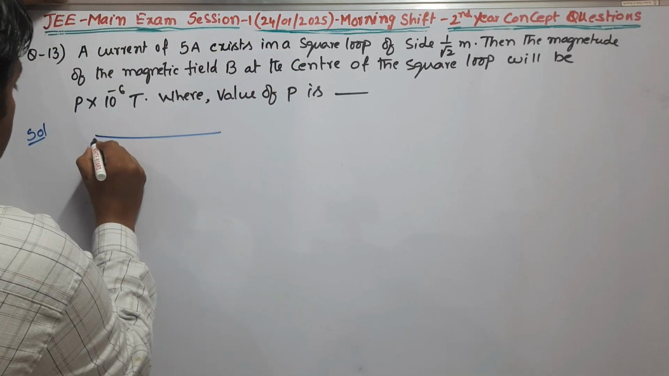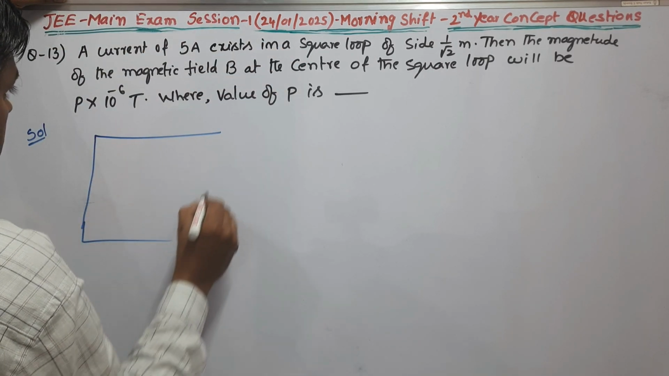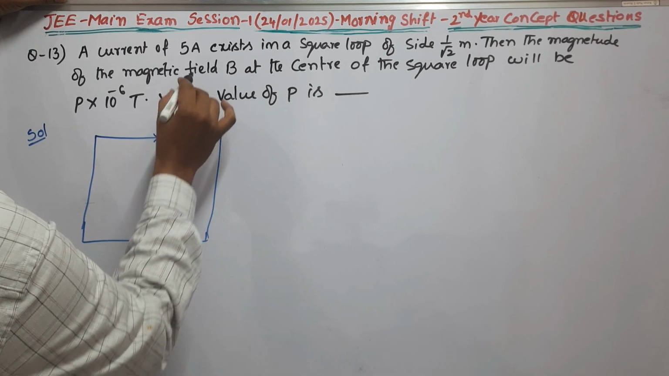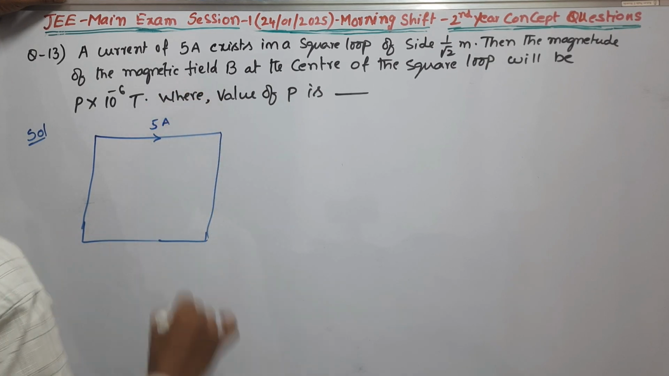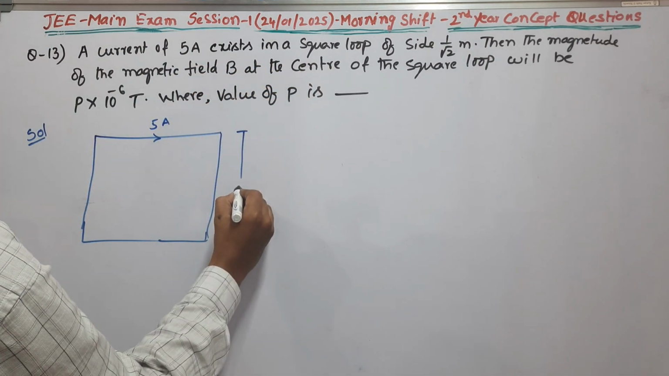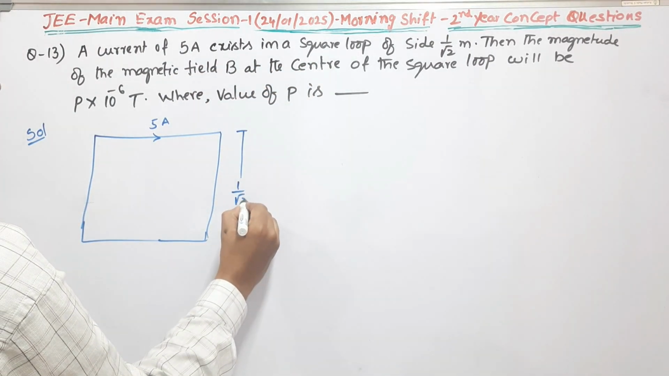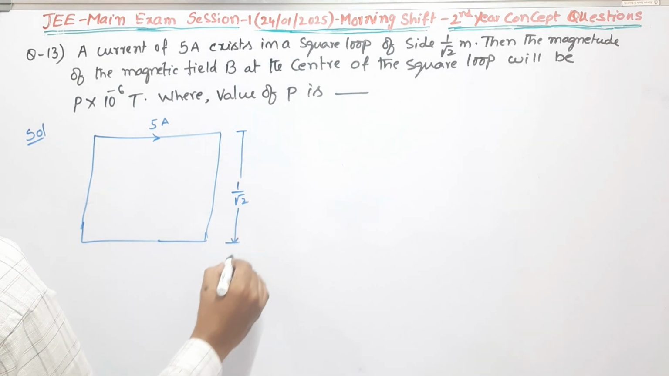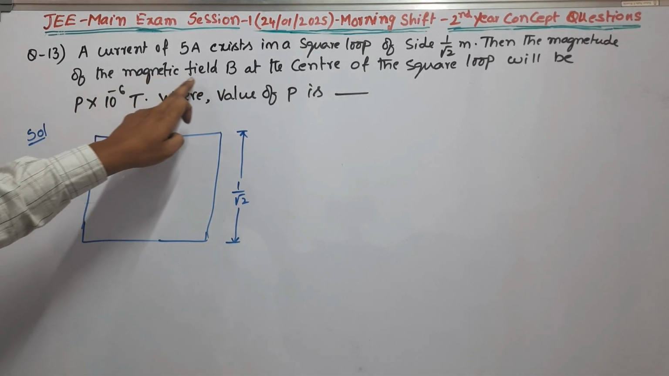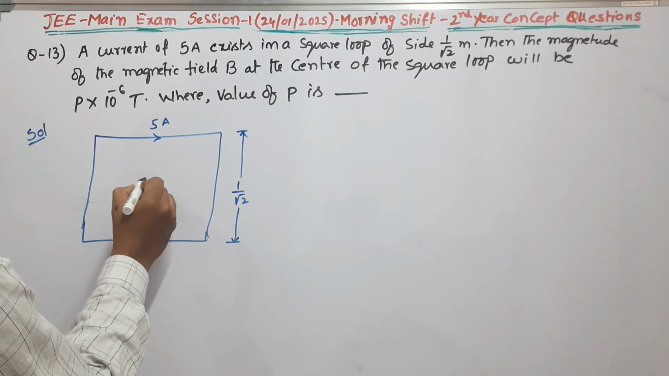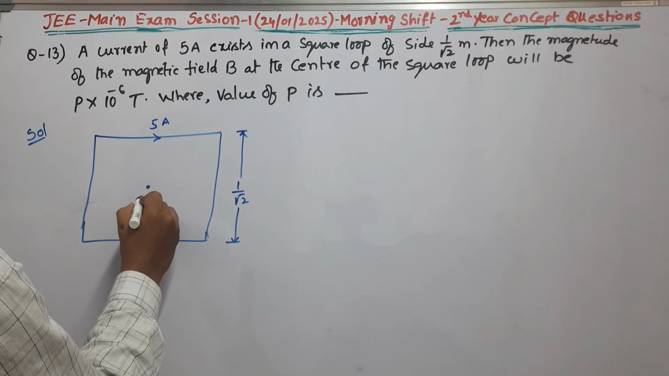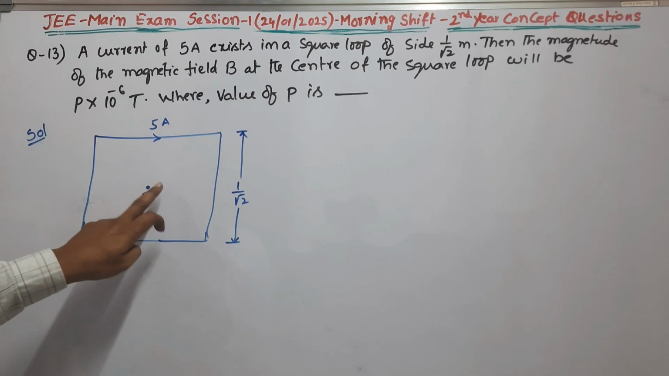Suppose this is a square loop, which carries 5 ampere current, of side 1 by root 2 meter. Then the magnitude of the magnetic field B at the center of the square loop. Suppose this is the center of the square loop. So, how much magnetic field is there?